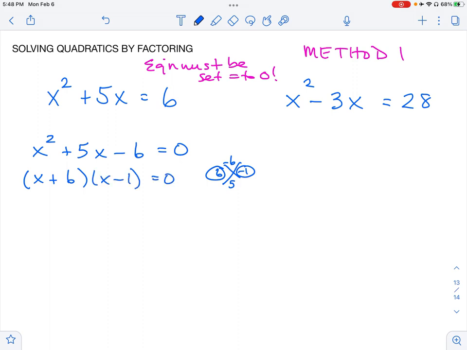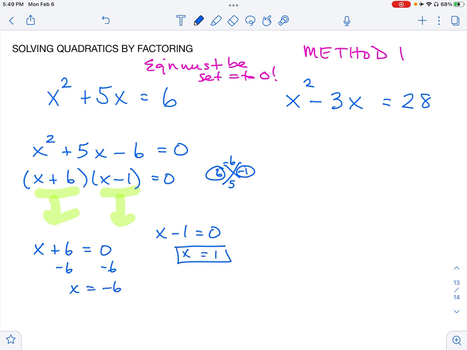Again, here's the set equal to 0 part. Two things are being multiplied together, so the only way for me to multiply and get 0 is for one or both of them to be 0. So we'll take both of these factors and set them to 0 individually. Maybe x plus 6 was the 0, or maybe x minus 1 was the 0. We subtract 6 from both sides to solve, add the 1 to solve, and you have two solutions here. Both -6 and +1 should work.